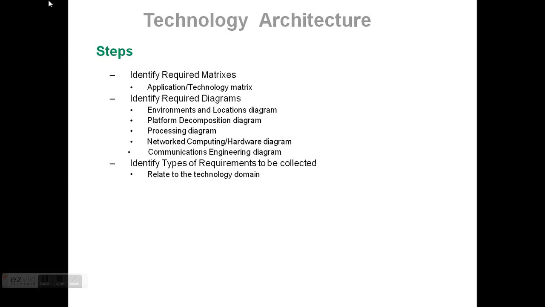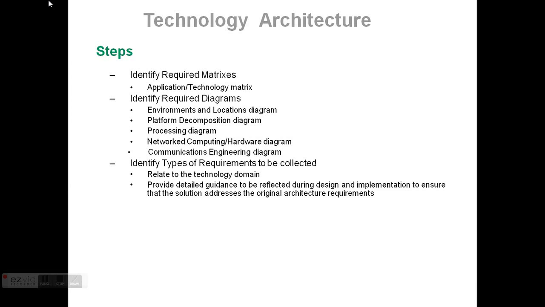Next minor step is to identify the types of requirements to be collected. We are looking at requirements related to the technology domain. Okay, so we need requirements that are related to the technology domain, or whichever technology domain we are looking at. So we need to have a look at the requirements for that. We also look at providing detailed guidelines to be reflected during the design and implementation to ensure that the solution addresses the original architectural requirements.